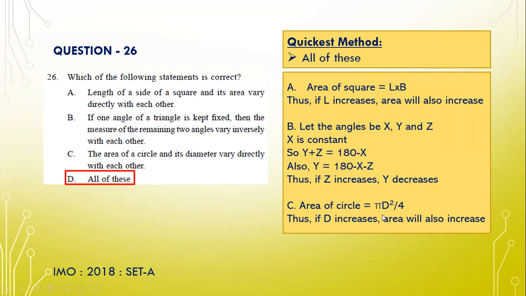Area of circle and its diameter vary directly with each other. So this also is true, isn't it? Because area of circle is pi into diameter square upon 4. And if diameter increases, then the area of the circle will also increase. Okay, easy questions to start with.